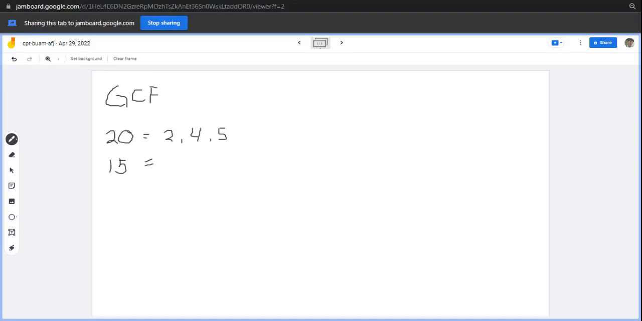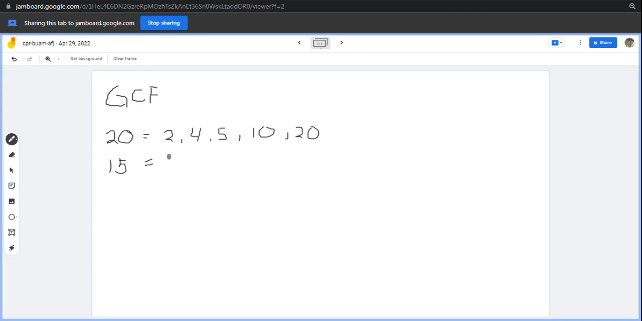What else? 20. 10 ba? Pwede ba siya kay 10? I think so. Pwede siya kay 10, diba? Kasi 20 divided by 10 is equals to 2. So, there's no remainder. So, factor of 20 is 10. Then, the last one is the number itself. Then now, factors of 15.